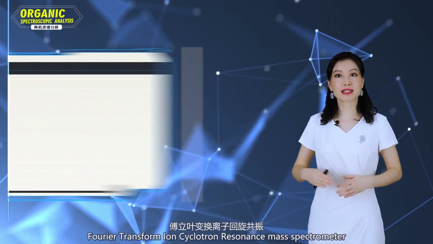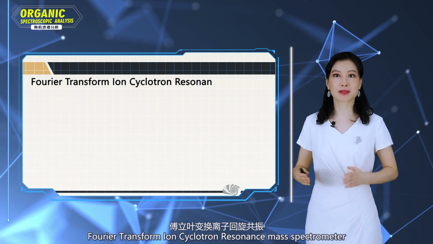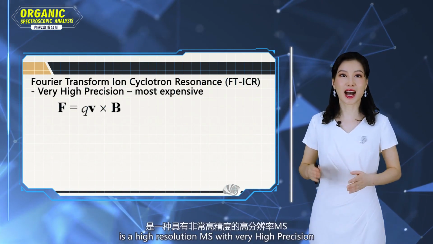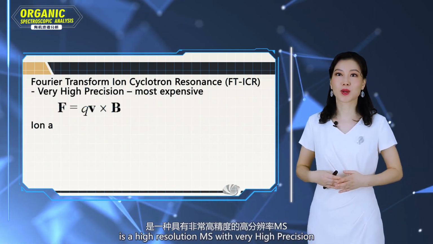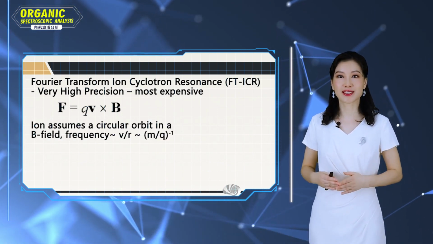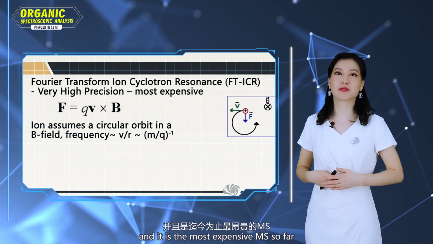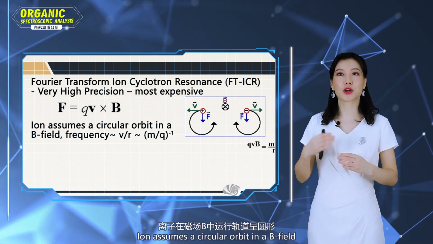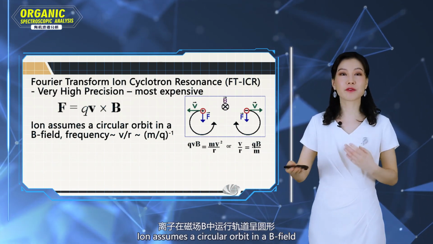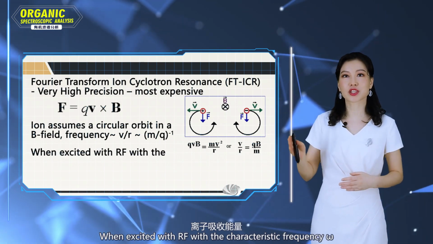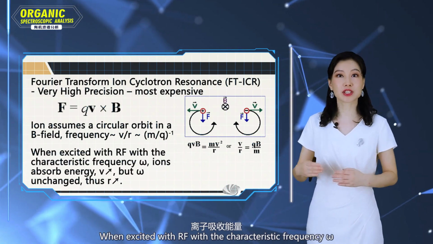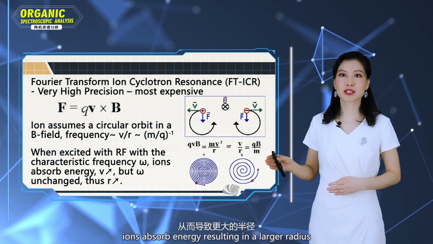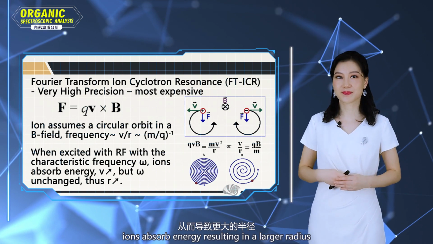The Fourier transform ion cyclotron resonance mass spectrometer, which is FTICR-MS, is a high-resolution MS with very high precision and is the most expensive MS so far. Ions assume a circular orbit in a magnetic field. When excited with RF at the characteristic frequency, ions absorb energy, resulting in a larger radius.